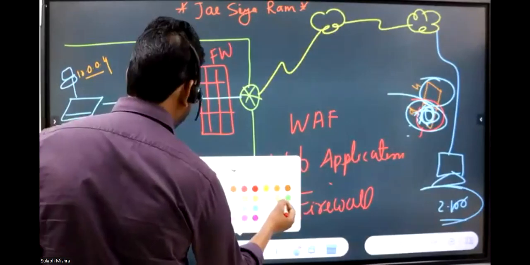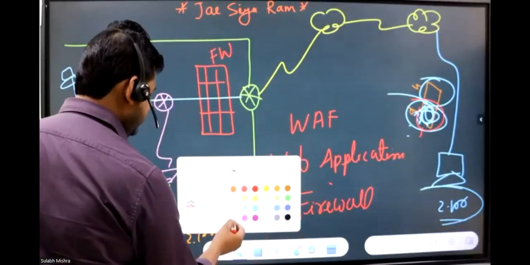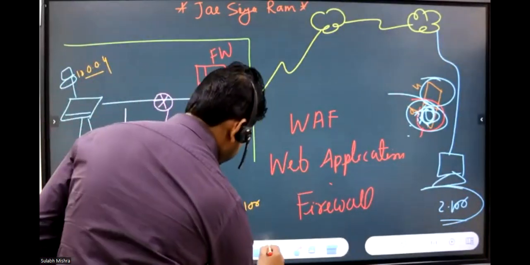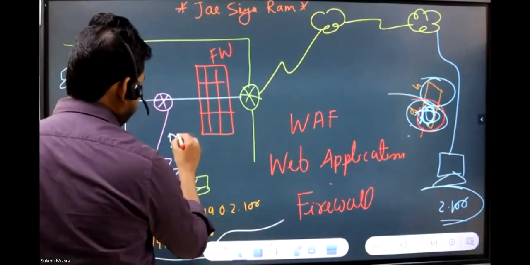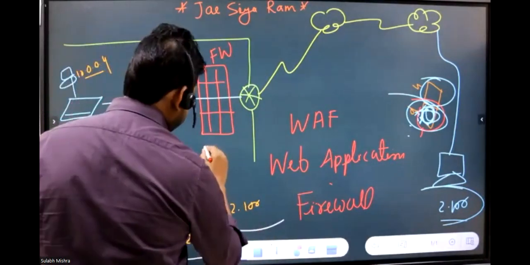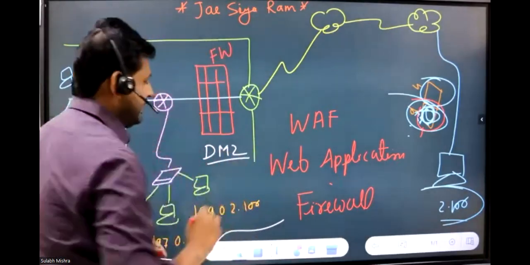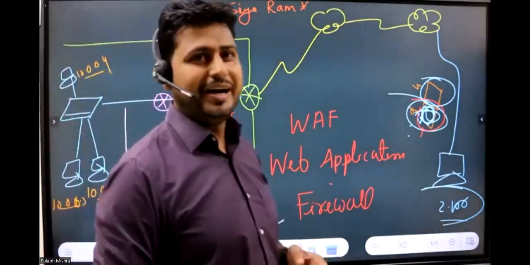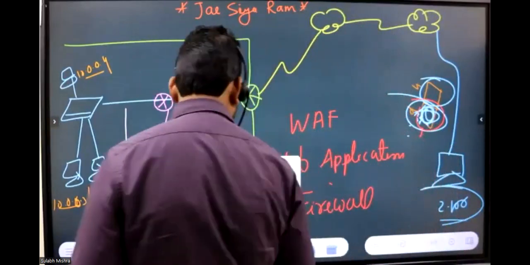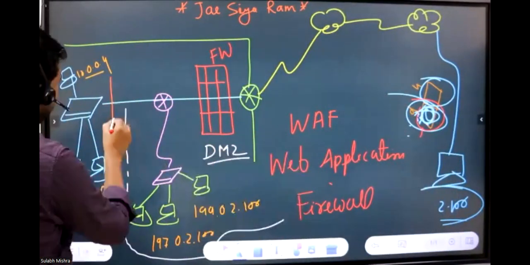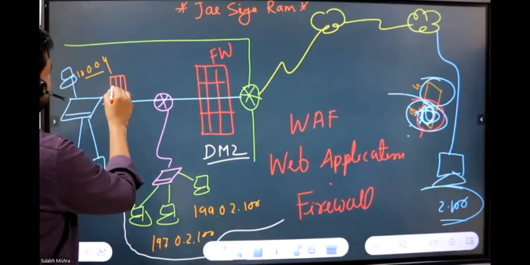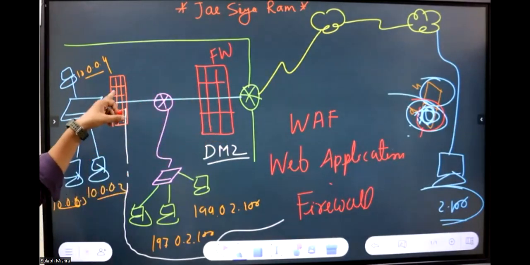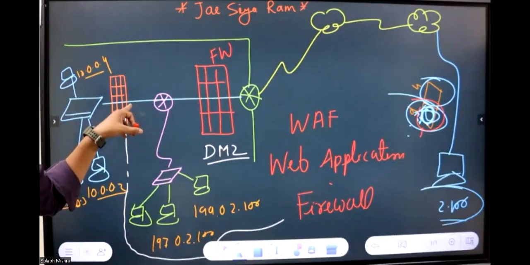DMZ, demilitarized zone. You can see I am further deploying one more firewall here. That is the internal firewall. See, this firewall is on the gateway, right? We call it the gateway firewall or perimeter firewall. This firewall is, again, one more firewall, like the internal firewall, right?